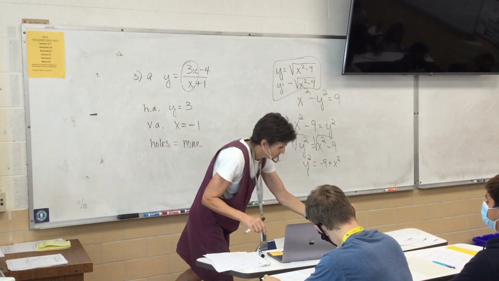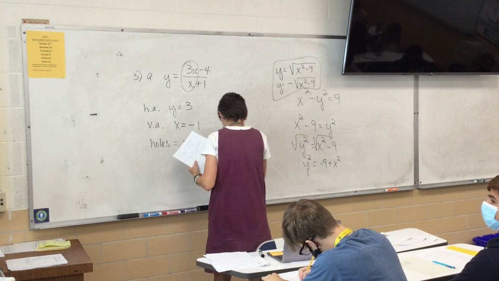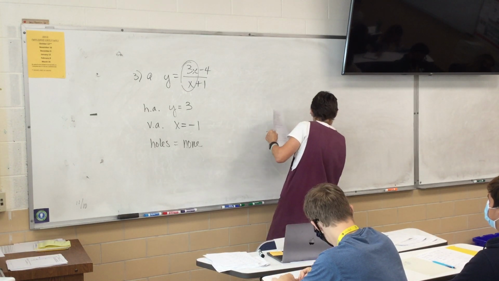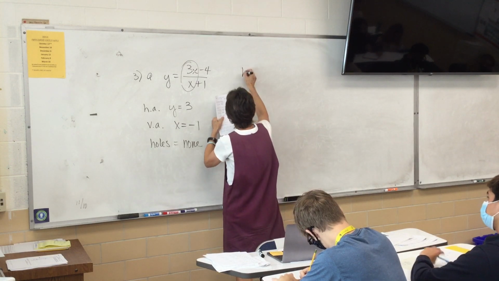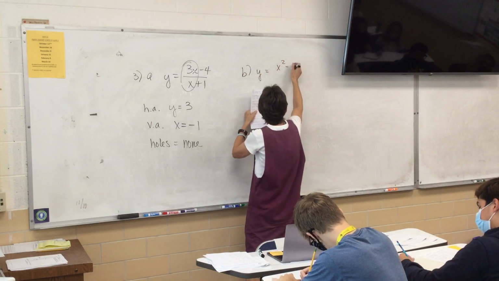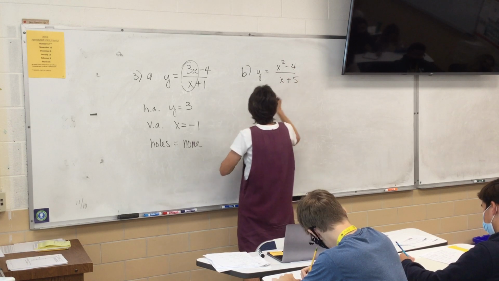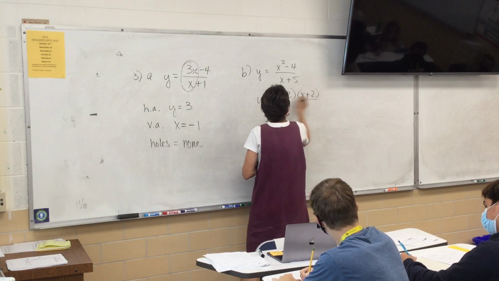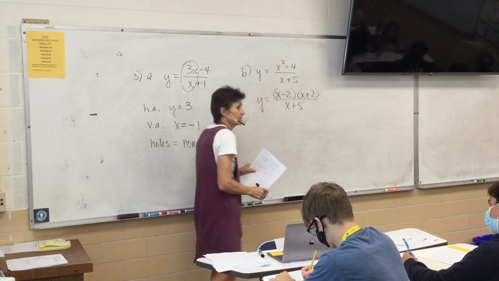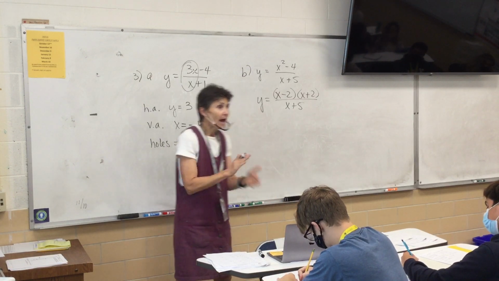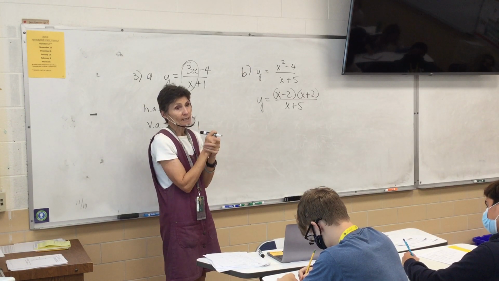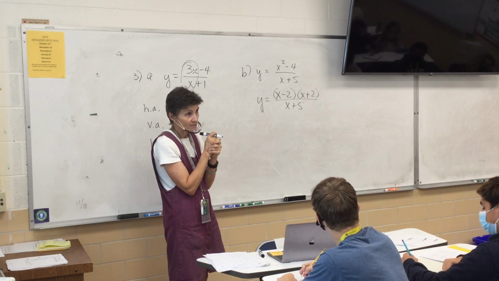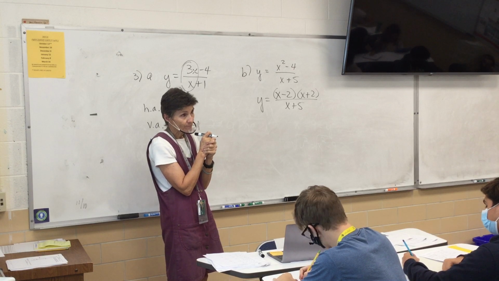All right, what about the next problem? Is this one going to have any holes? Problem B. Well, now be careful. You can factor, but is anything going to cancel? How do we get holes? Only if we cancel. And nothing cancels. Right? So no holes.